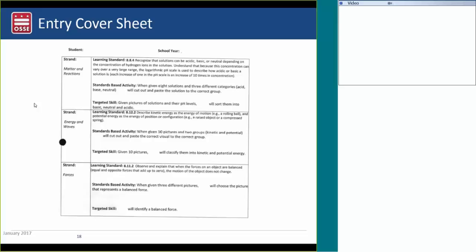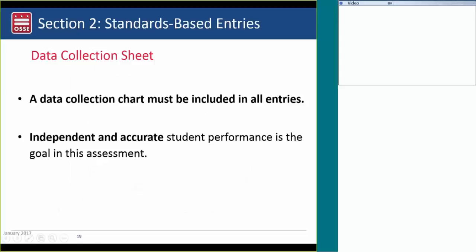So let's move on and talk about data collection sheets. This is another required part of the portfolio. And what the data collection sheet reflects is independent and accurate student performance. There are a number of data collection sheets available in Appendix B in the Procedures Handbook. You can use them if they fit the task that your student is doing, or you can make up your own. Again, there are some required parts to a data collection sheet that must be included if you make up your own, but you're encouraged to do that as needed. You can use what's available in the Procedures Handbook, or you can make up your own.